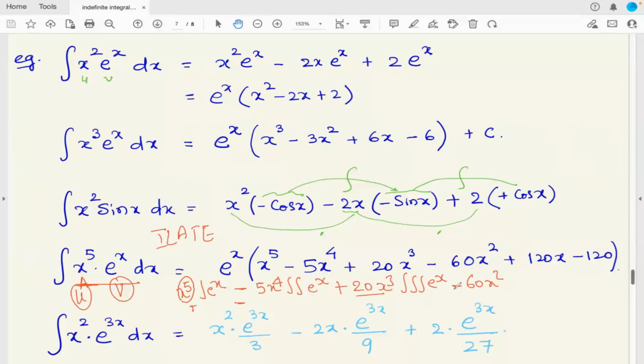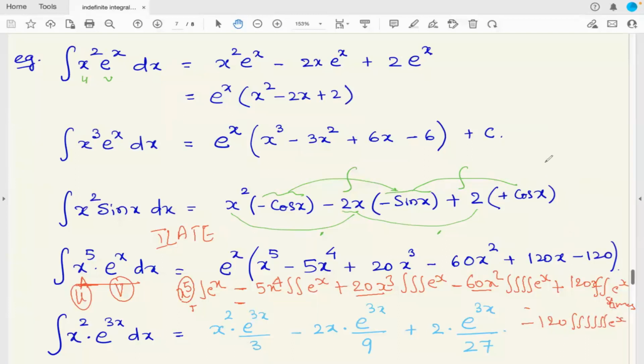We just differentiate this: 60x square, four times integration of e to the power x, plus 120x. Look at this: plus, minus, plus, minus, plus. So next will be 5 times integration of e to the power x, and then minus 120, 6 times integration of e to the power x.